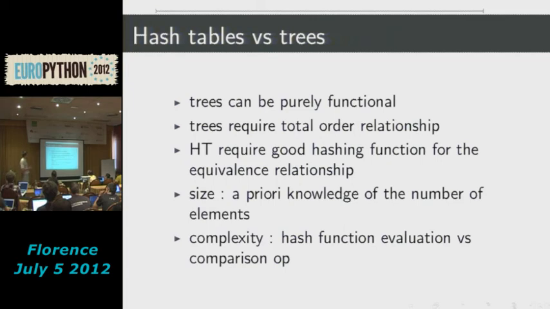So trees also require a total order relationship, because if all you have is the identity operation, so you can compare the elements for equality but not sort them, then trees are no good. Also, you need to consider a good hashing function, a fast one, and it usually helps if you know a priori what the number of elements is going to be. If you don't know, then hash tables are probably better. And complexity, hash function evaluation versus comparison operation. Some hash functions are really hard to evaluate. We have string hash functions and integer hash functions that are quite fast.